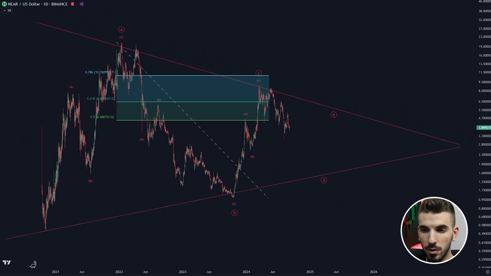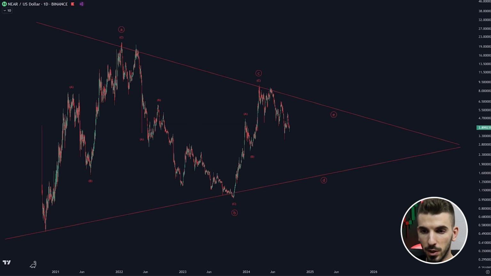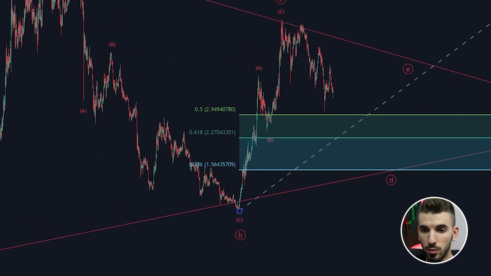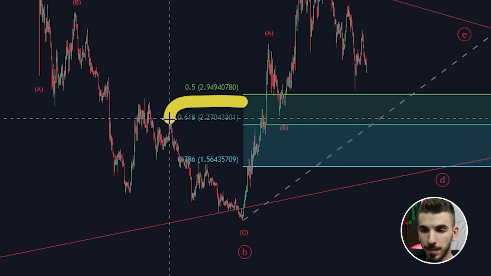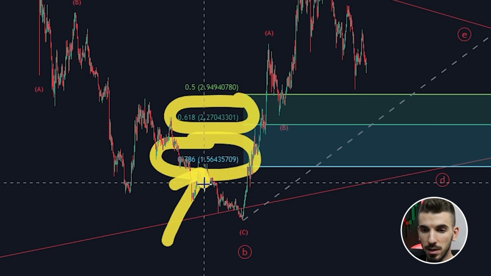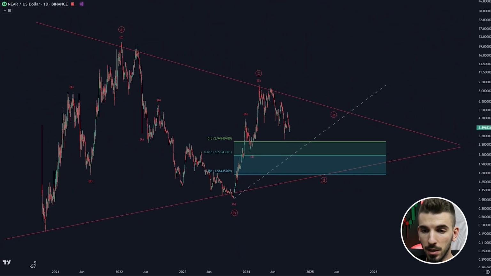We will calculate the wave D retracement by placing a Fibonacci retracement from the end of wave B to the end of wave C, and we can see that 0.618 to 0.786 is located here, and that 0.786 is at $1.56, where I think that wave D will get to.